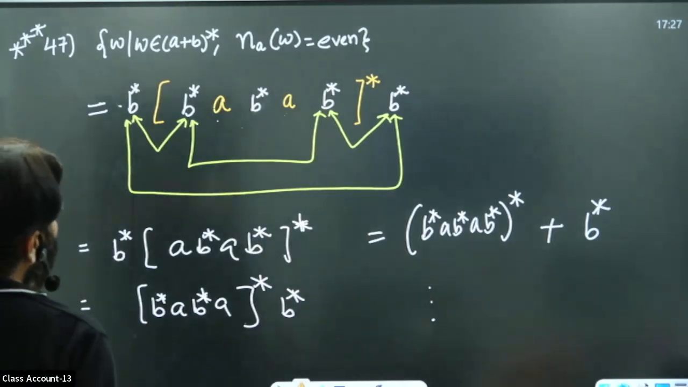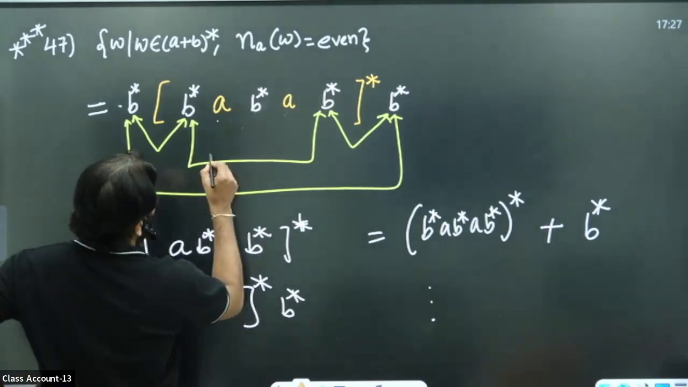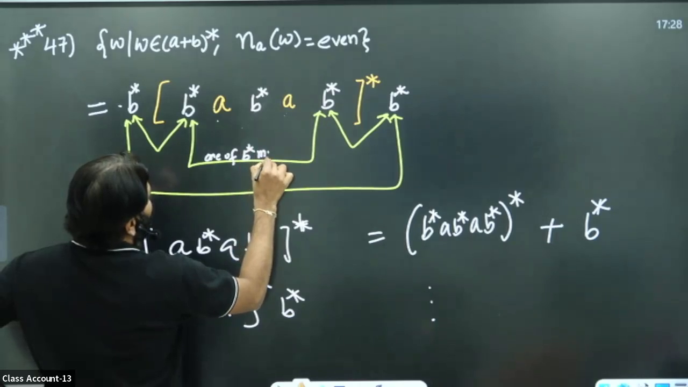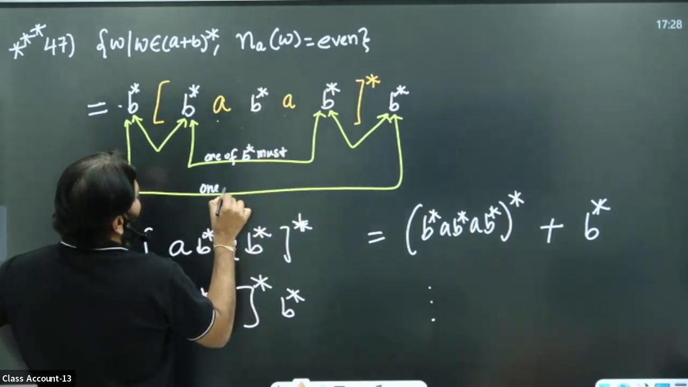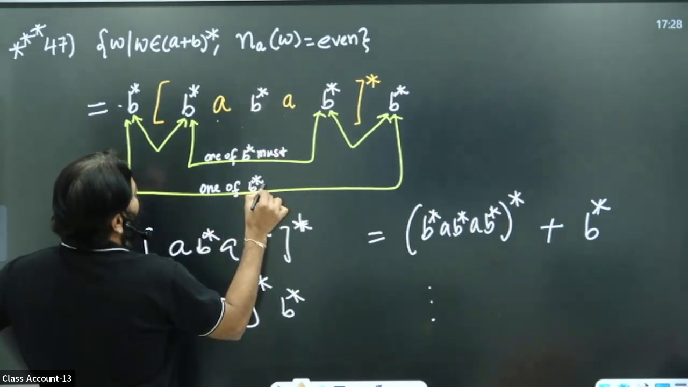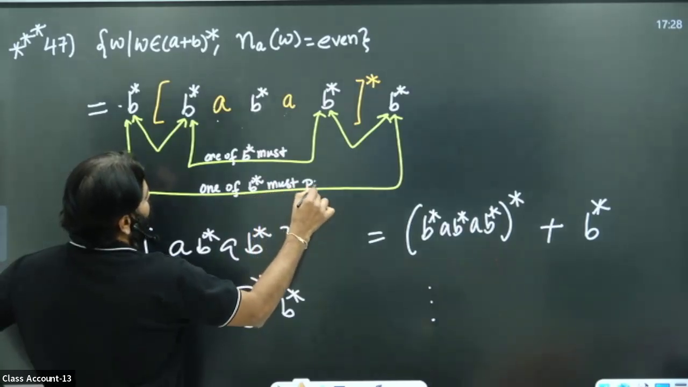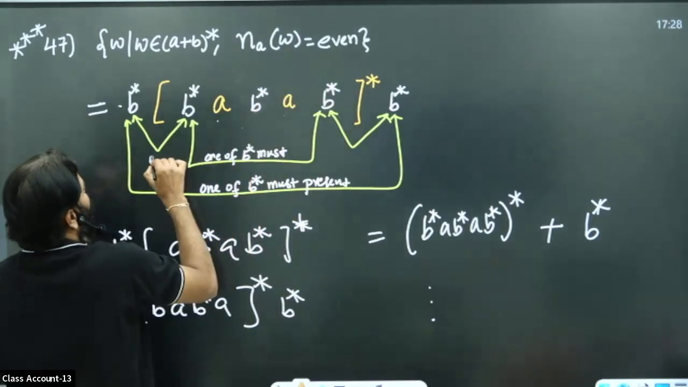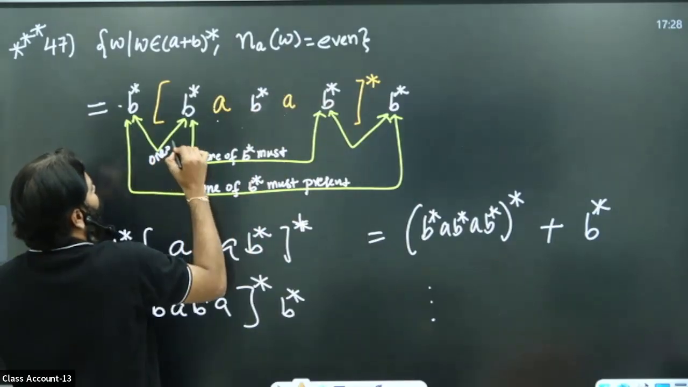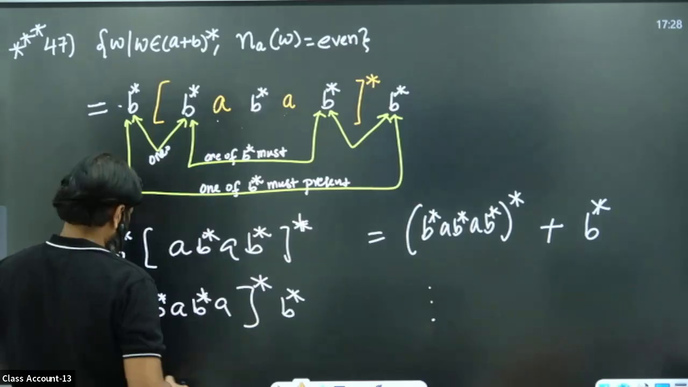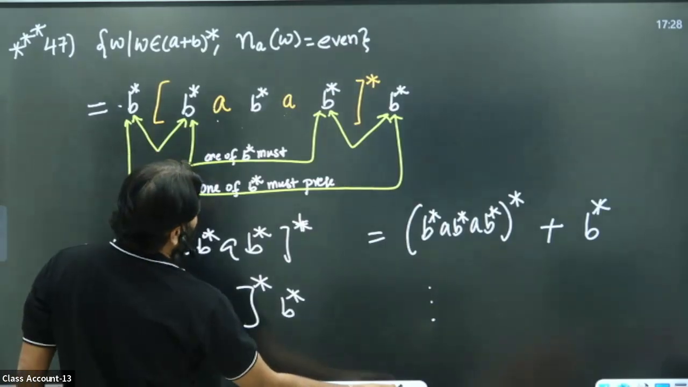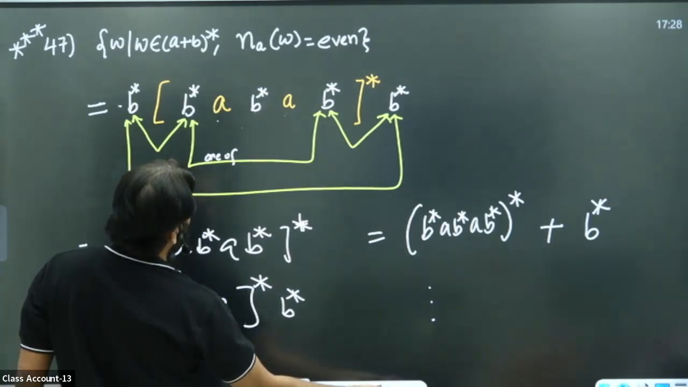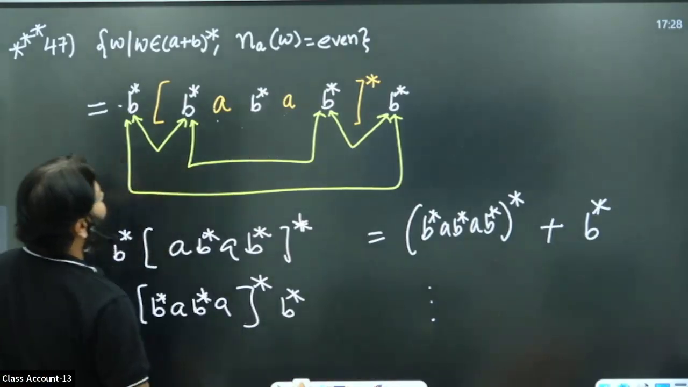Right? Here, one of the B stars must be present. Same, one of the B stars must be present. If you have an expression in this form, remember, one of the B stars must be there. Better write at least one of them.